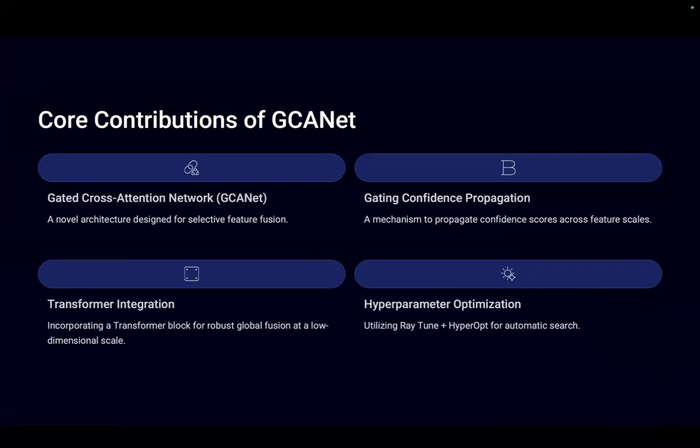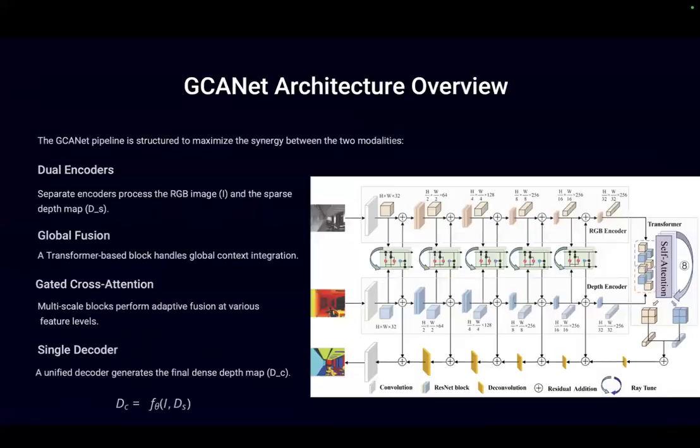And the second is the transformer integration. So they also integrate a transformer for global fusion, and they use it at the low dimension because it is computationally costly, so it should be lower. For that reason, they are doing it at low dimensional scales, and hyperparameter tuning just for the optimization purpose.